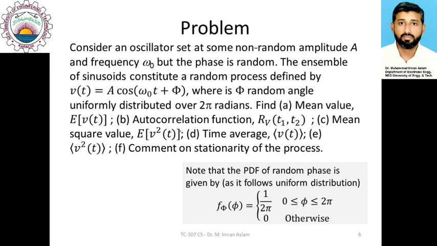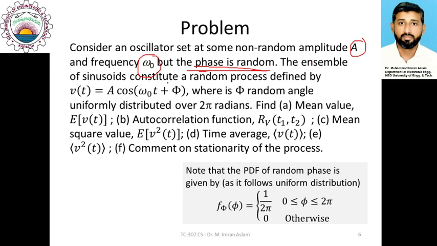In order to understand these different types of calculations related to random processes, let us take a very simple problem related to the random process. So consider an oscillator set at some non-random amplitude A. So A is not random, it's a constant number, and a frequency omega naught. Omega naught is also deterministic, it's not random. But the phase is random. So we are given the condition that the phase is random.